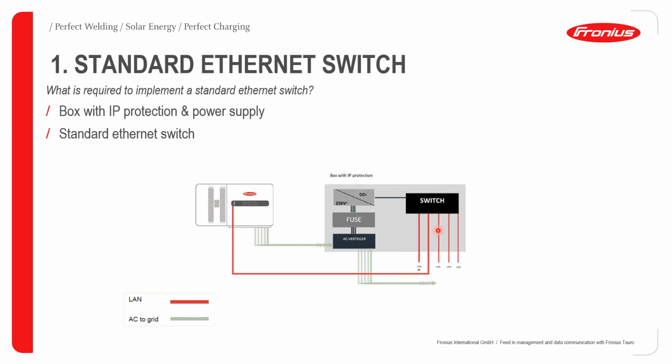In this case, we've got our standard Ethernet switch, which is placed into a box with IP protection. This box basically has an integrated fuse and an integrated AC to DC converter. Remember, it needs to take the 230 volt AC that it receives from the grid, and convert it to either 12 or 24 volt DC for the switch.